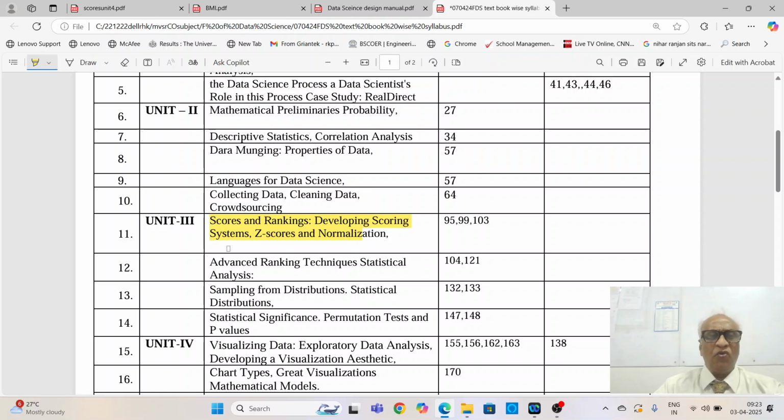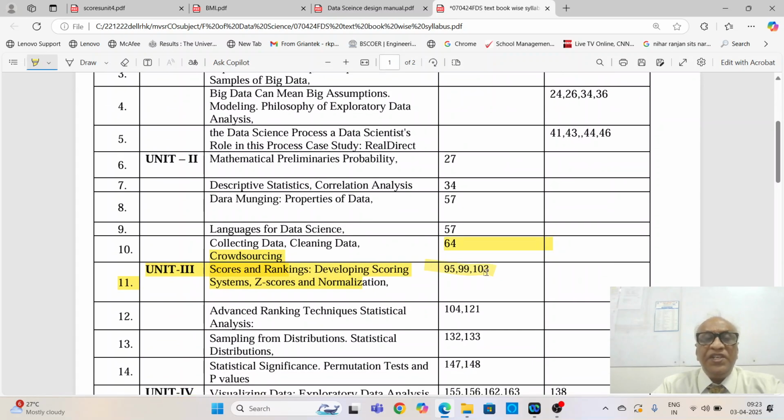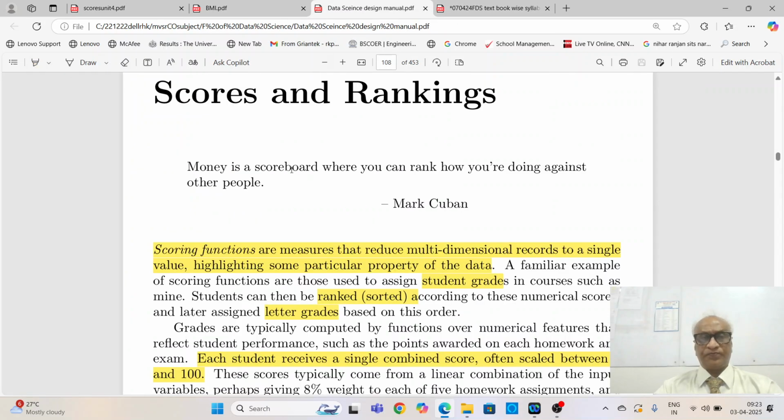So our focus today will be on the initial basics of scores and rankings, how to develop a score system, and so on. And for this, we'll be referring to a textbook by Skiena, and the name of the book is Data Science Design Manual, and the page numbers mentioned here for the discussion start from 95. So let us go to this. Okay, now let us look at this.